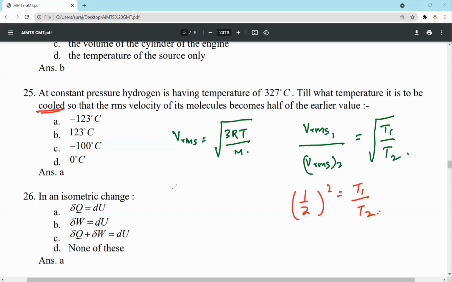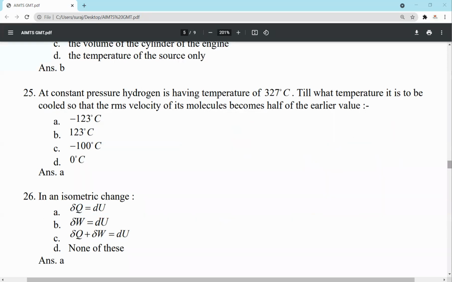Next question 26. In an isochoric change. Isochoric means constant volume. Constant volume, work done is 0. Work done is 0, that means Q is equal to delta U. Easiest question. Question number 27.